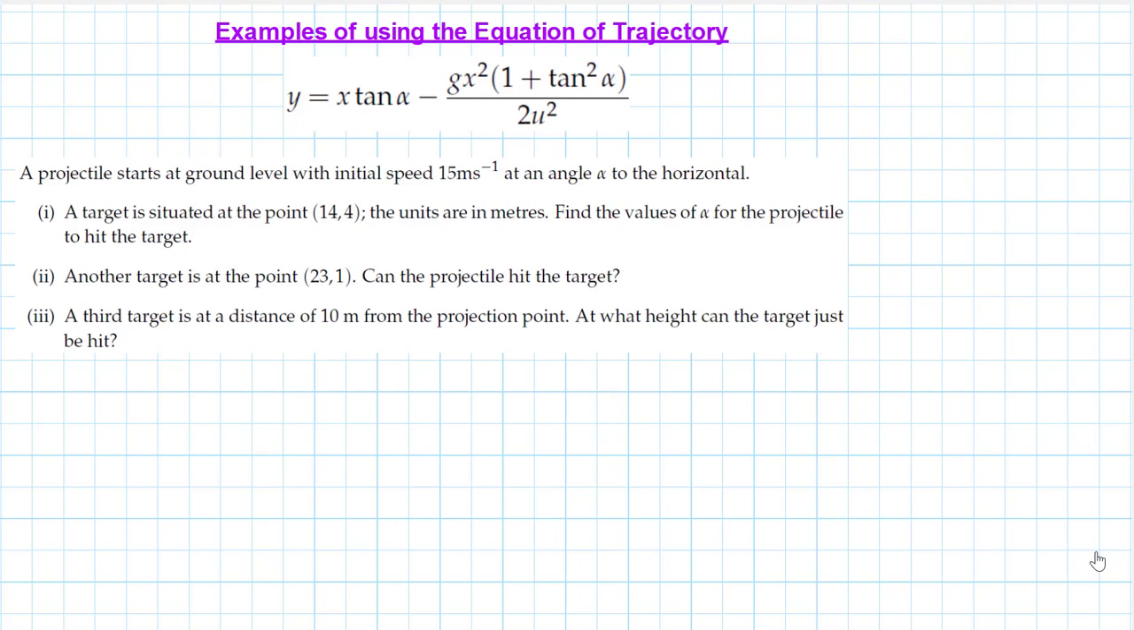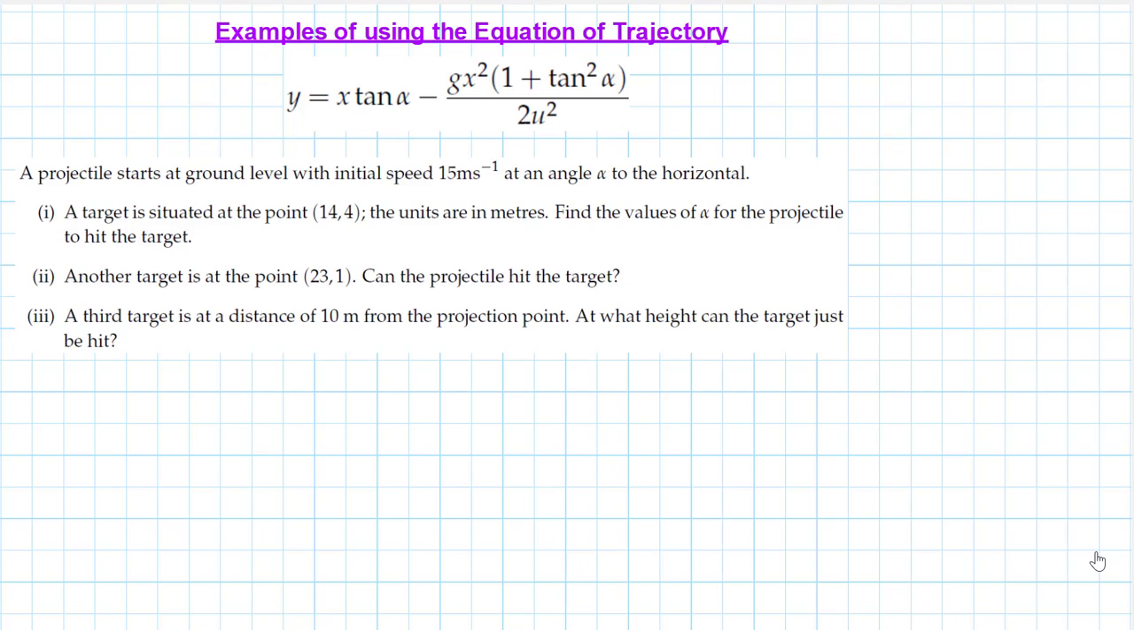So in this video, we're going to look at examples of using the equation of trajectory. So here's a question. A projectile starts at ground level with its initial speed 15 meters per second at an angle of alpha to the horizontal. We've got three parts of the question. We've got a target situated at point 14.4. Find the value of alpha if it hit the target.